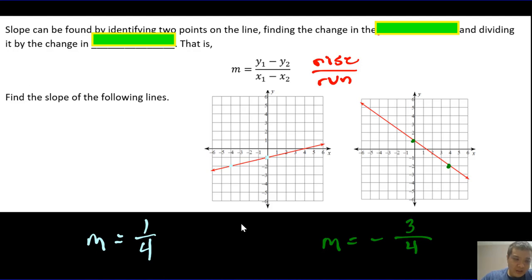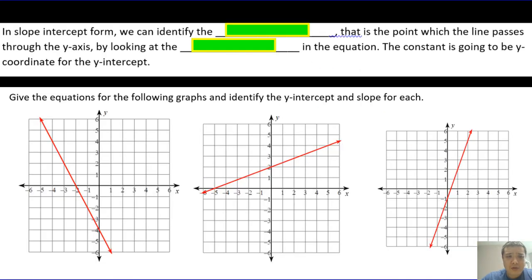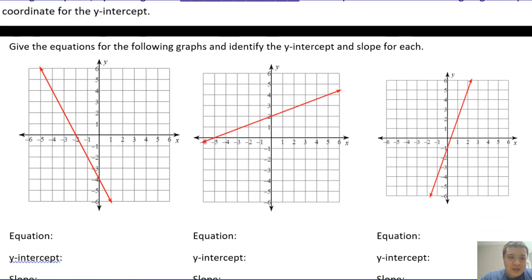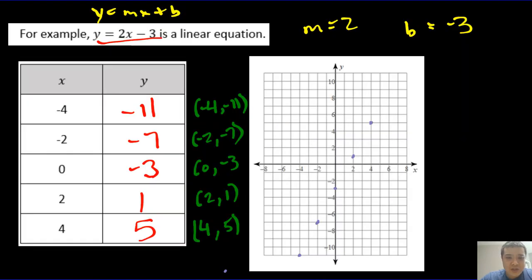Okay, so let's take a look at a couple examples here. But first, let's talk about the y-intercept. In slope-intercept form, we can identify the y-intercept, that is the point at which the line passes through the y-axis, by looking at the constant in the equation. The constant is going to be the y-coordinate for the y-intercept. And the reason for that is because, for example, if we go back to this one right here, it's 0, -3 is our y-intercept because it crosses the y-axis right here.